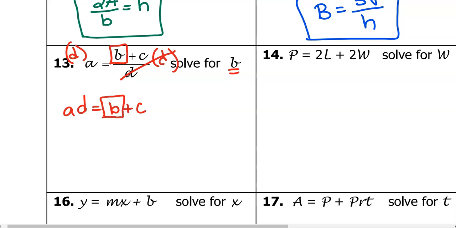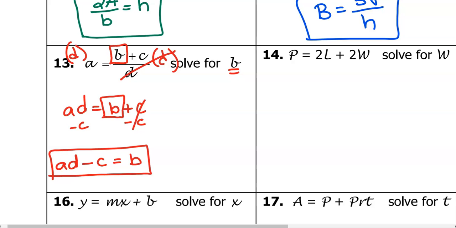Now it's time to move the C, and we already decided in our game plan we're going to have to subtract it. So subtract it to the other side. AD minus C. This is what's kind of nice about letters. You can't combine them, right? So it's just AD minus C. It's literally just that. Equals B. And now we're all done.